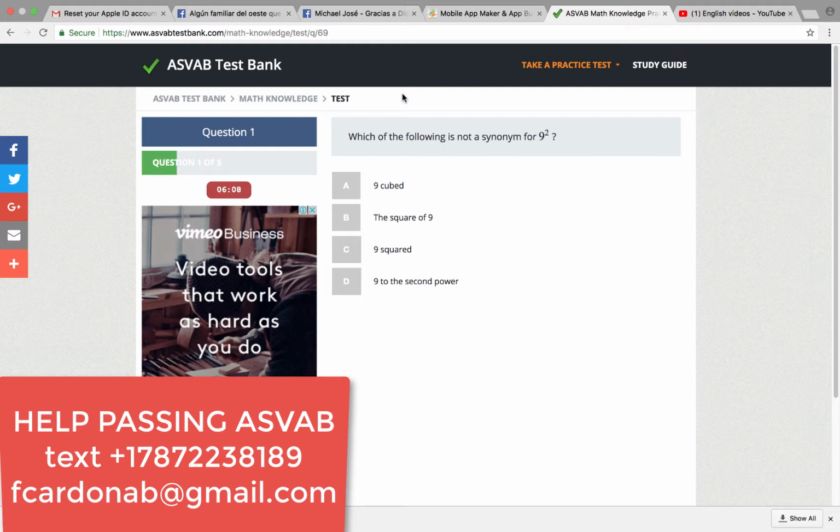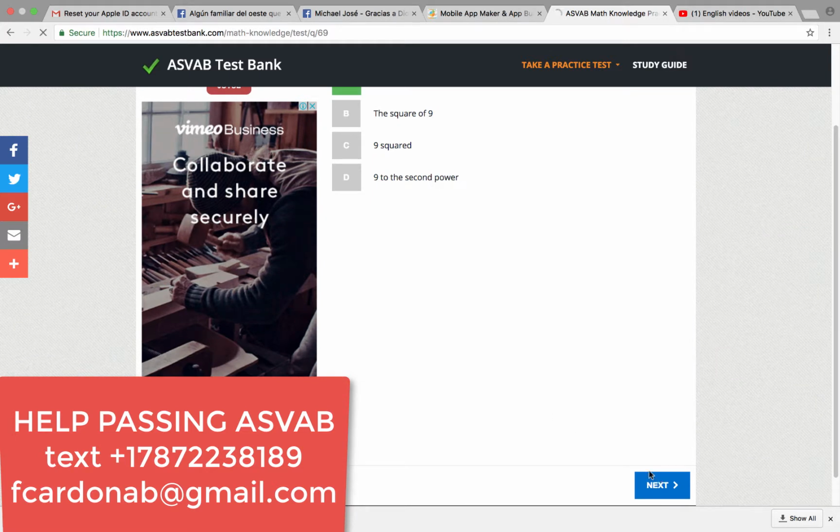9 exponent 2. Which of the following is not... So we're looking for not. It's gonna be A. 9 cubed would be 9 exponent 3. The square of 9, 9 squared, 9 to the second power are all synonyms. You're looking for the one that's not. So you should hit the pause button and try to do it.